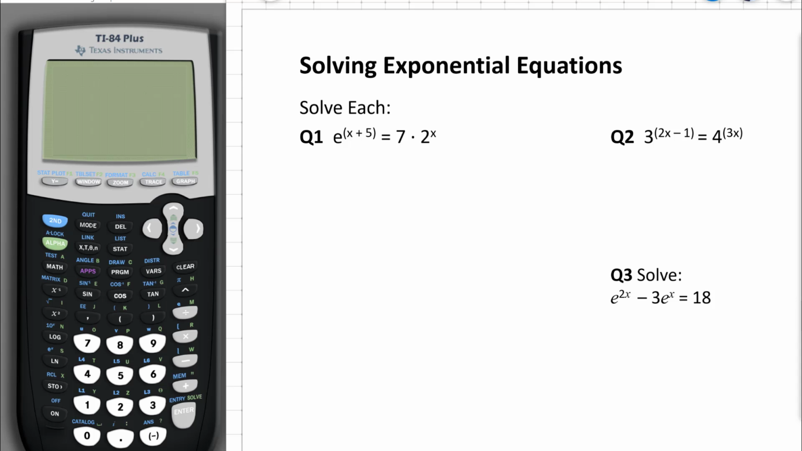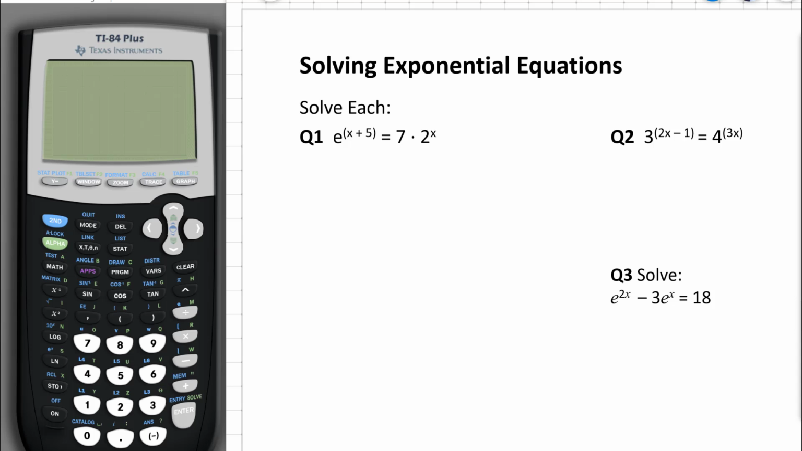Hey everyone, so we have been solving exponential functions or exponential equations, and now we're looking at a couple more. These next problems are also exponential equations, but they're slightly harder because they have more than one exponential term in the equation. So let's see how we can tackle this one. Question number one, we have e to the x plus 5 equals 7 times 2 to the x.